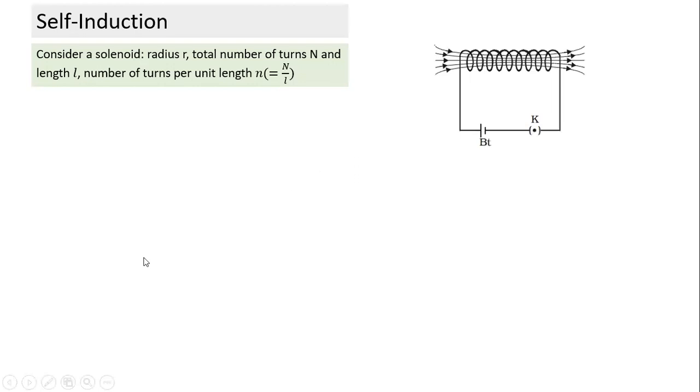So today's topic is self-induction. This is a continuation of EMI. So many of the concepts involved are the same as what you have in the case of EMI.